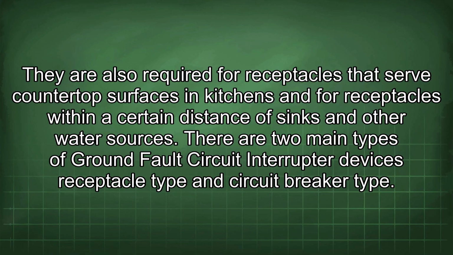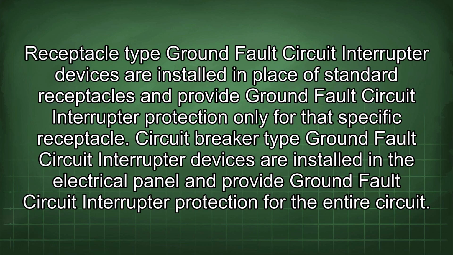There are two main types of ground fault circuit interrupter devices: receptacle type and circuit breaker type. Receptacle type ground fault circuit interrupter devices are installed in place of standard receptacles and provide ground fault circuit interrupter protection only for the specific receptacle. Circuit breaker type ground fault circuit interrupter devices are installed in the electrical panel and provide ground fault circuit interrupter protection for the entire circuit.